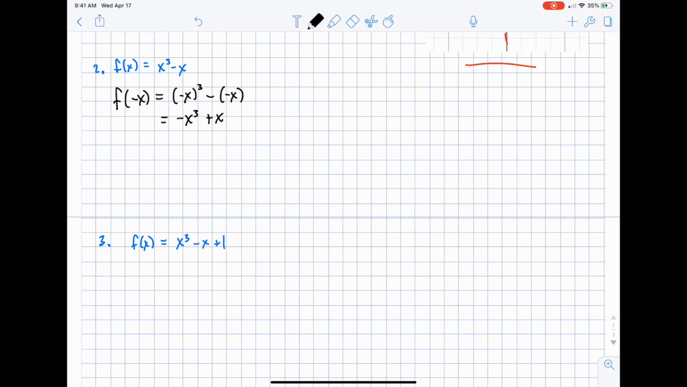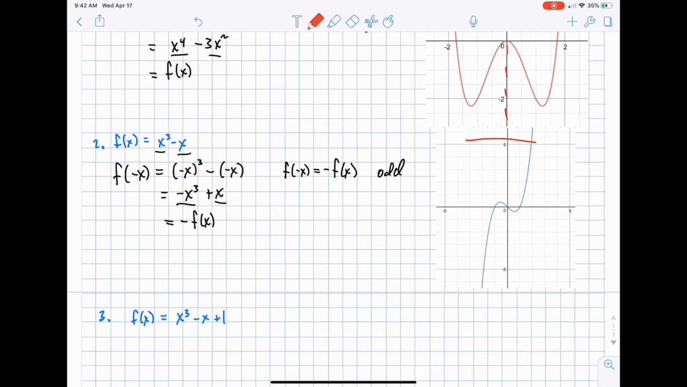And so what I notice is that this term is the opposite of that term as far as signs go, and that term is the opposite of that term. So we end up that f of negative x is equal to negative f of x, or the opposite of our original function. So remember, if f of negative x is equal to negative f of x, that means our function is odd, and then we'll talk about the symmetry.